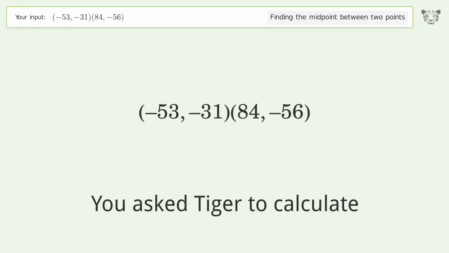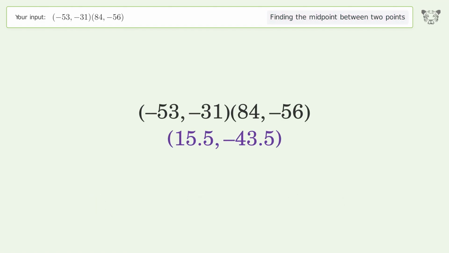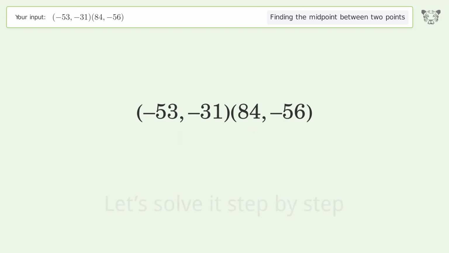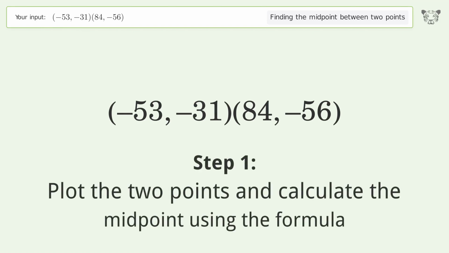You ask Tiger to calculate. This deals with finding the midpoint between 2 points. The midpoint between the 2 points is 15.5, negative 43.5. Let's solve it step by step. Plot the 2 points and calculate the midpoint using the formula.